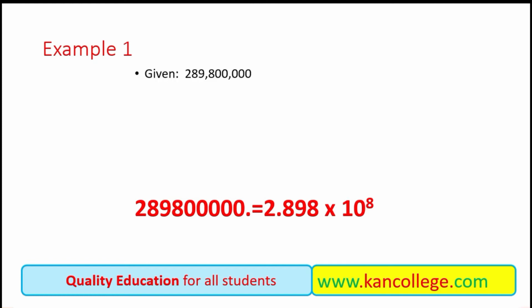So the given number is converted to the scientific notation, and the decimal part is 2.898 after moving 8 places, and the net answer or the conversion of this number is 2.898 into 10 to the power 8 as a scientific notation.